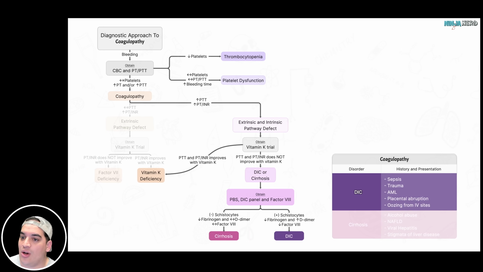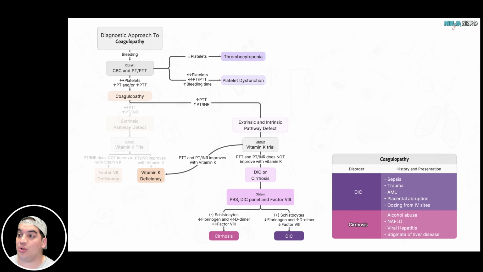Now, DIC also really involves history. Is a patient septic? Have they had a significant trauma? Do they have a malignancy like acute myeloid leukemia? Have they recently had a placental abruption? And then also, in their history, if you ever read oozing from IV sites, always be suspicious of DIC.